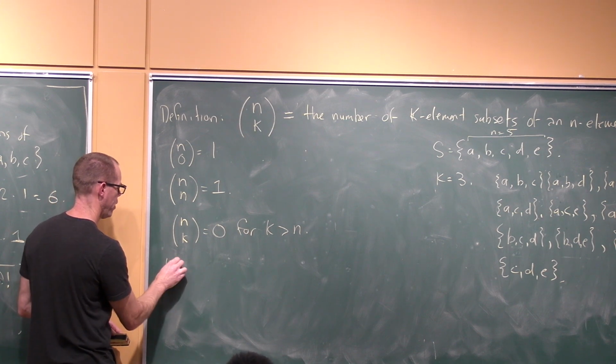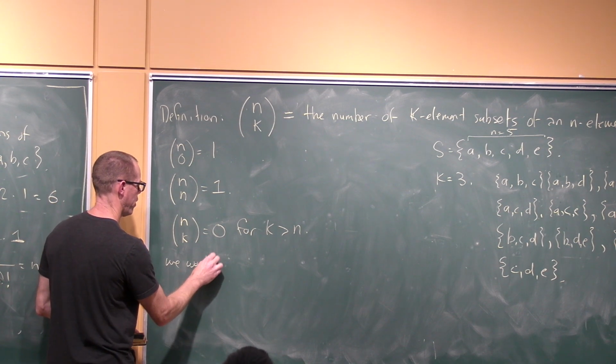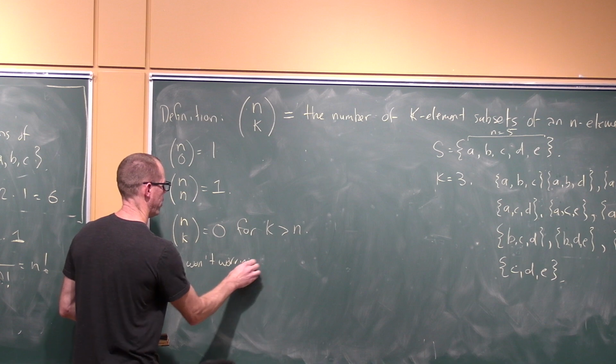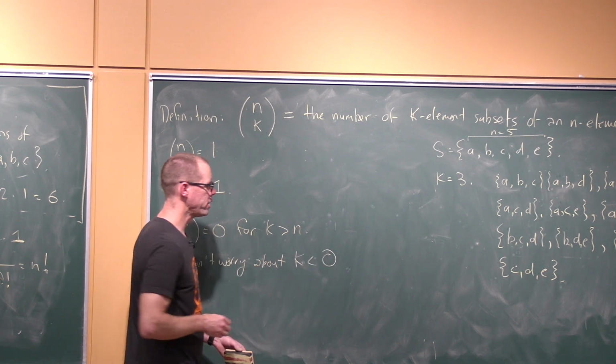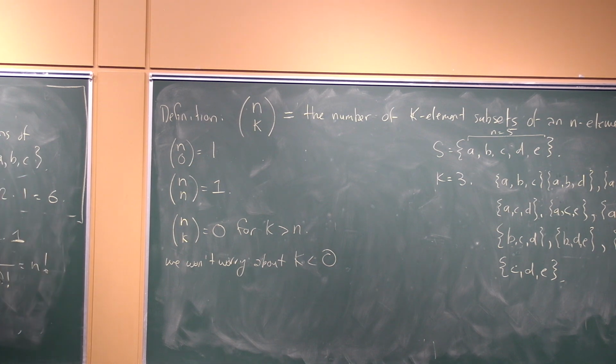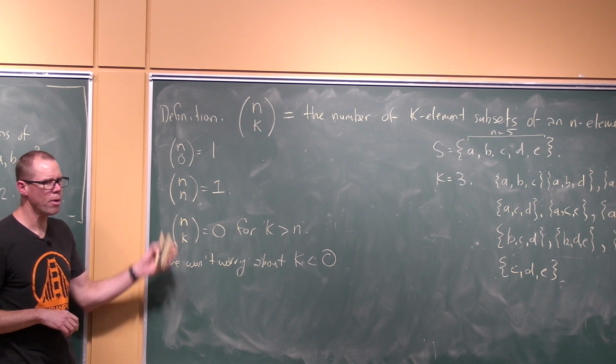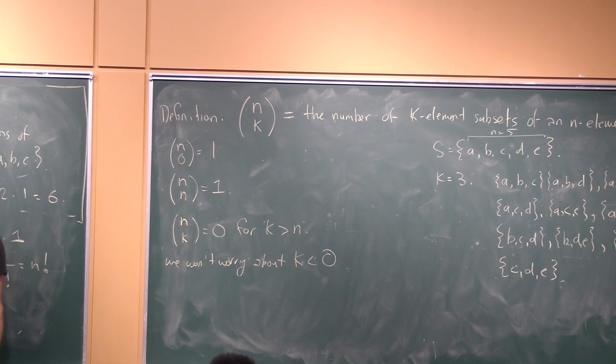And we won't worry about k less than 0. So we won't ask for subsets of negative size. There are maybe reasonable interpretations of what that means, but not for what we're doing in this course.